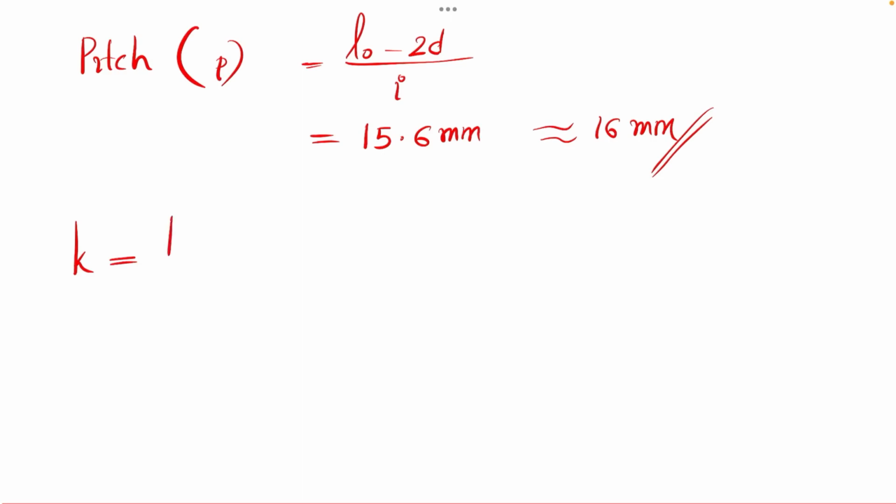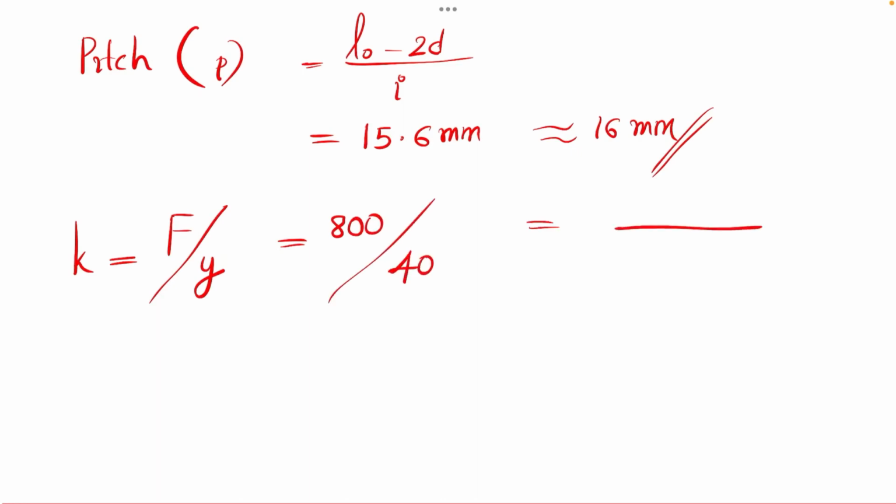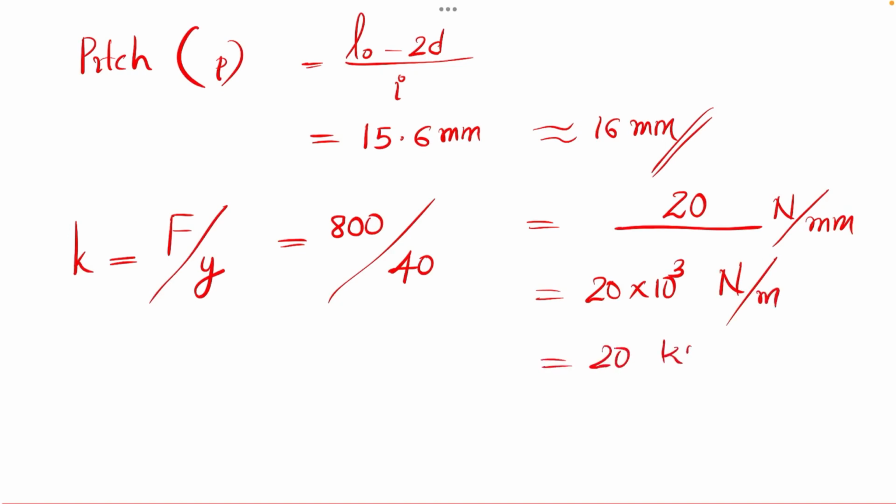The final step is to calculate the spring stiffness, or the spring constant, which is defined as the force per deflection, the force required for unit mm deflection. We already have this value: 800 Newton divided by y, which is 40 mm. The value will be in units of Newton per mm. So this is 800 by 40, which gives 20 Newton per mm, or 20 into 10 raised to 3 Newton per meter, which is 20 kilonewton per meter. So this is the spring stiffness. That means for producing a unit deflection of 1 mm we require 20 Newton.